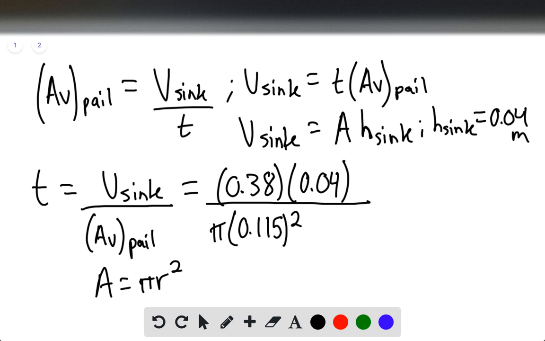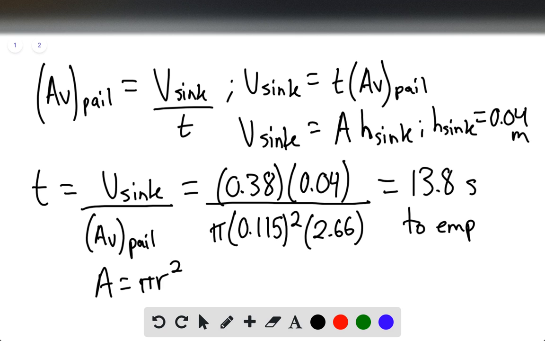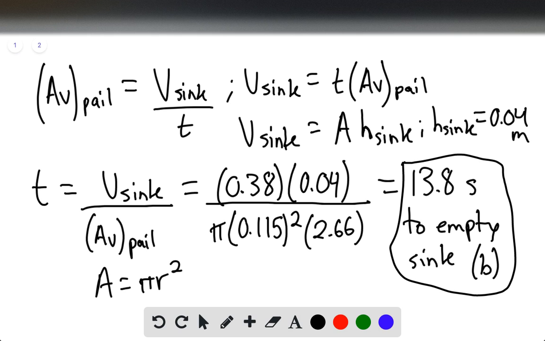And then we'll multiply this by the speed of the pail, 2.66 meters per second, that we found in part A. And we find that this is going to be equal to 13.8 seconds to empty the sink. This is your answer for part B. And that's the end of the solution. Thank you for watching.